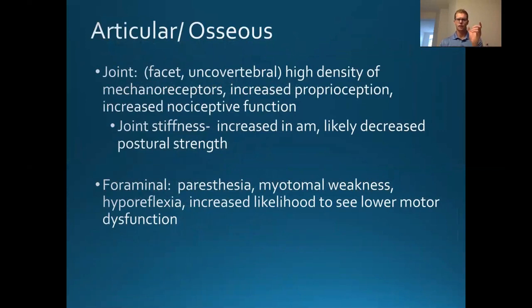If it is either joint or kind of bony related, what we're thinking of is the facet joints, the uncovertebral joints. And what's important about this is they have high densities of mechanoreceptors, proprioceptors, increased nociceptive function. So they're very in tune to our positional space, our vibration, pressure sense. If they get disrupted, they can cause a lot of pain, and it's going to be a very distinct, localized type of pain.